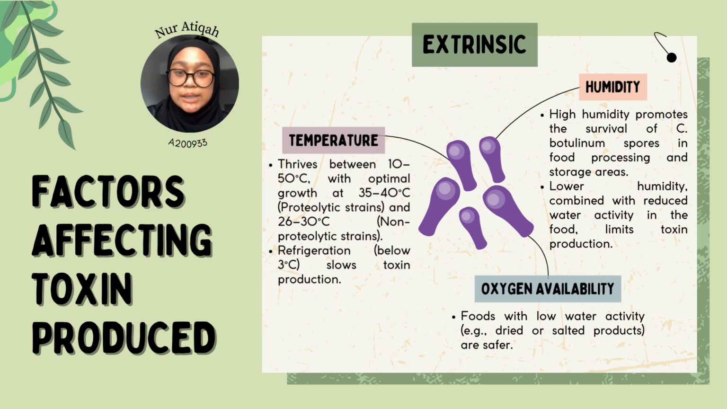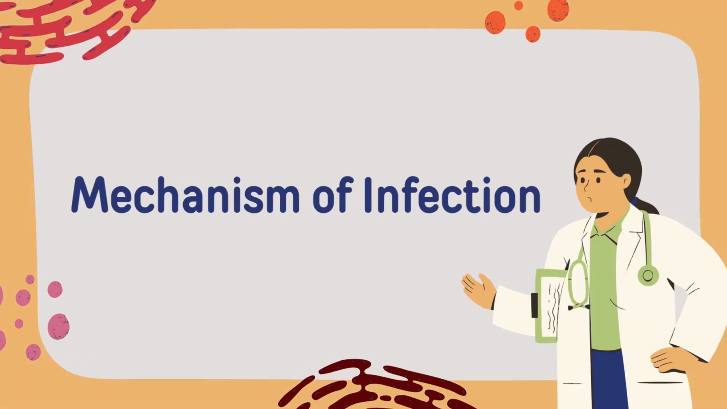The second is humidity. High humidity promotes the survival of botulinum spores in the food processing and storage areas. Lower humidity combined with reduced water activity in the food limits toxin production. The third is oxygen availability. C. botulinum is an obligate anaerobe requiring an oxygen-free environment to grow and produce toxins.